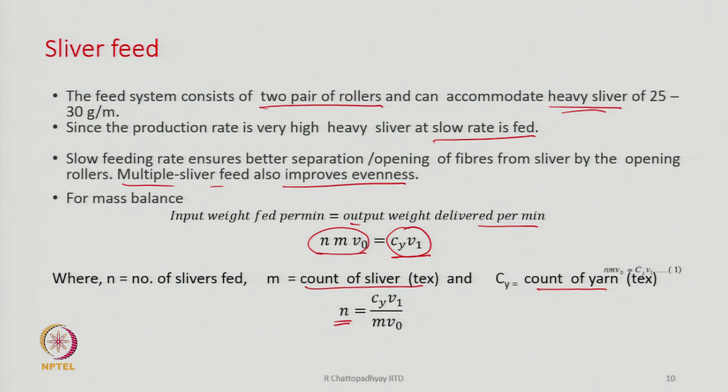the value of n, how many slivers I have to feed for producing a certain count, which is Cy, at a certain delivery rate, which is V1, and if I know my feed rate is V0, and if m is the sliver gram per meter, that is the kilotex value of the individual slivers, then how many slivers I have to feed in the system, we can easily find out. So, that is a very simple straightforward relationship.